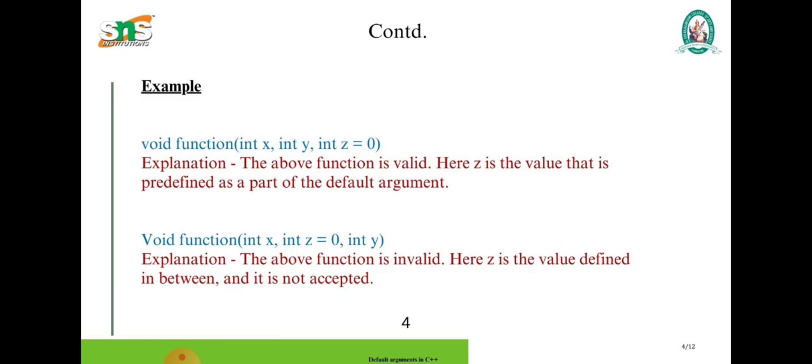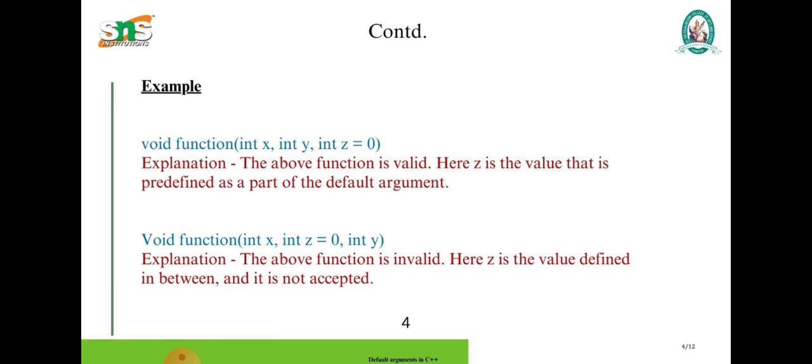These are examples for default arguments in C++. Let us take the first example. We are declaring three variables, x, y and z. All three are of the integer data type, which is what we have given as int. We have initialized the variable z with the value 0. So that's what we are specifying as int z = 0.